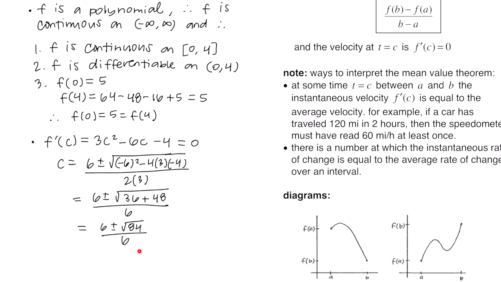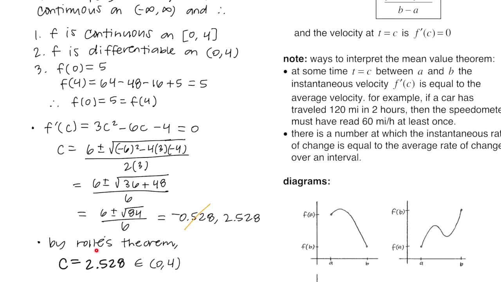And we get down to here, and then finally I'm going to plug this into the calculator. I'm going to plug in 6 plus the square root of 84 all divided by 6. And then I'm also going to plug in 6 minus the square root of 84 all divided by 6. So you end up getting negative 0.528 and then also 2.528. Remember, for Rolle's theorem, your c value needs to be in the open interval from 0 to 4. So that means we can cross out this option. And by Rolle's theorem, we have c equals 2.528, which is an element of the open interval from 0 to 4.